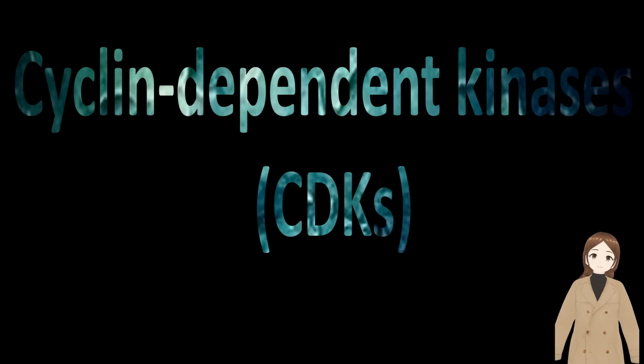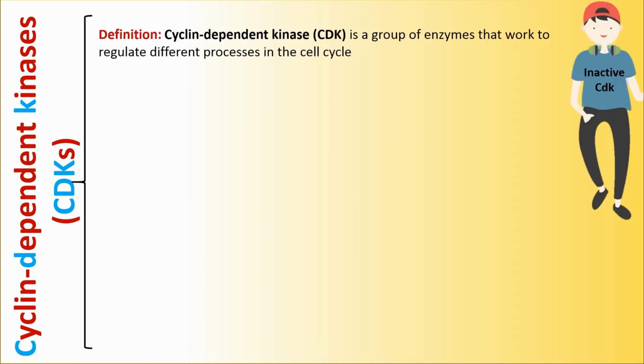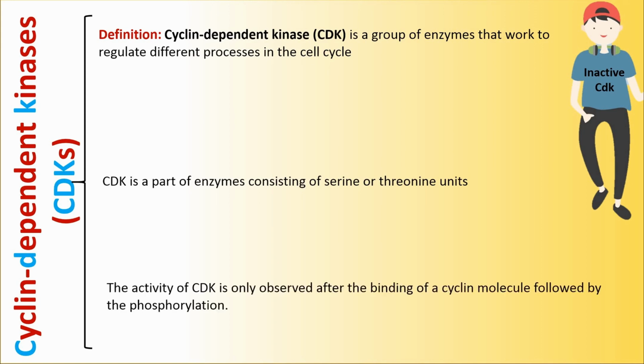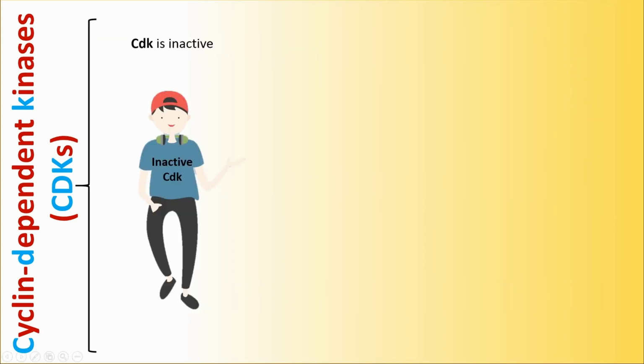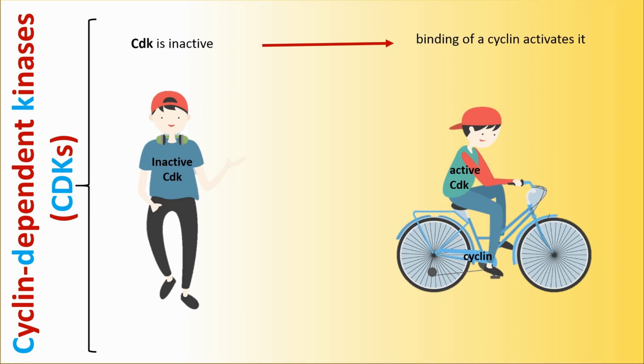Cyclin-dependent kinases or CDKs. Cyclin-dependent kinase or CDK is a group of enzymes that work to regulate different processes in the cell cycle. CDK is a part of enzymes consisting of serine or threonine units. The activity of CDK is only observed after the binding of a cyclin molecule followed by the phosphorylation. CDK is inactive. Then, binding of a cyclin activates it.